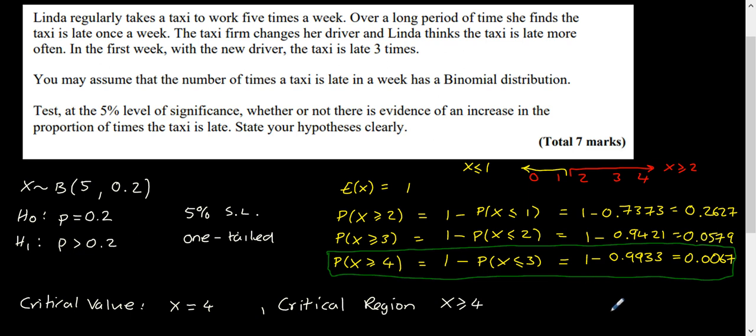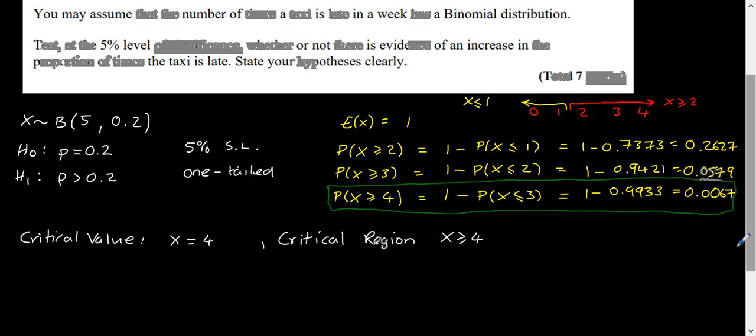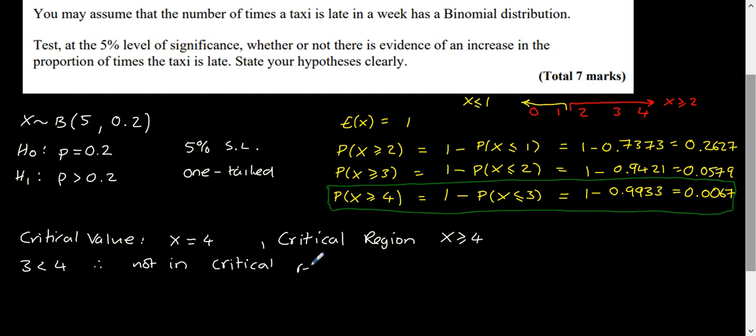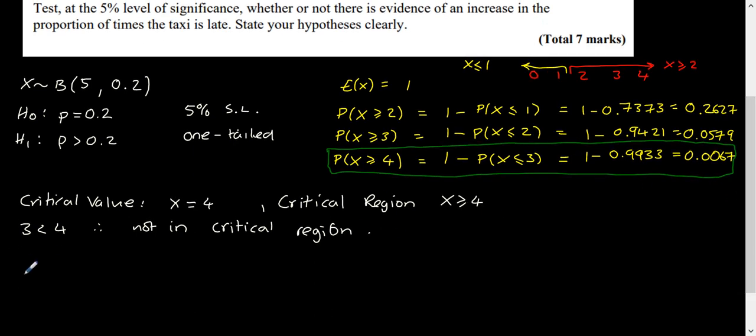And so then we can get to finishing our hypothesis test. So in the first week with the new driver, the taxi is late 3 times. So is 3 times a significant result? No, it's not. Okay, so we've got 3 is less than 4, therefore not in the critical region. What are our 2 conclusions?